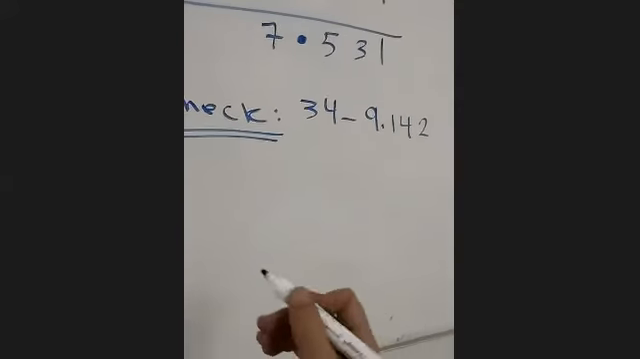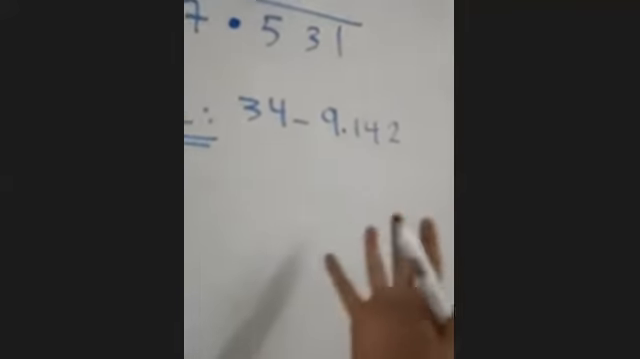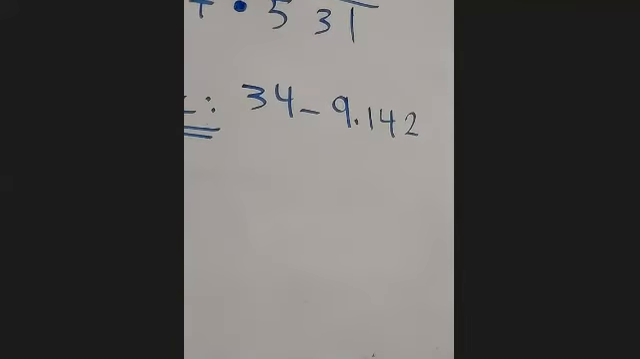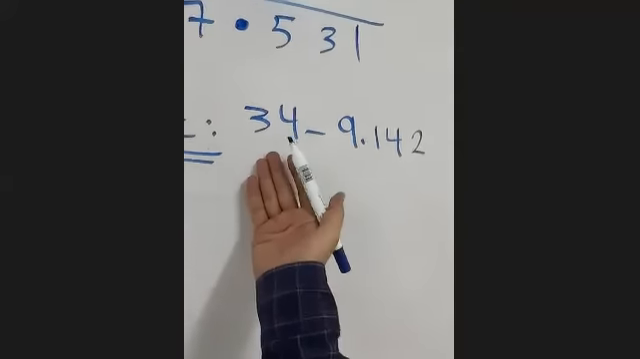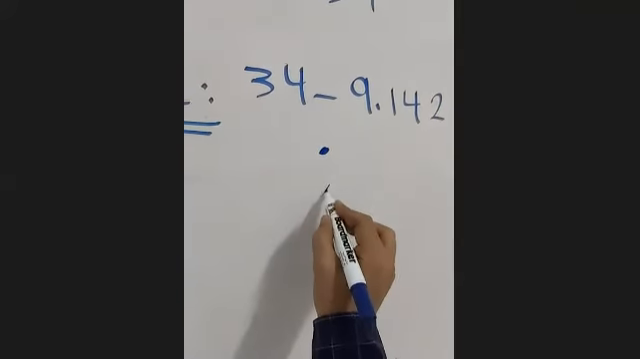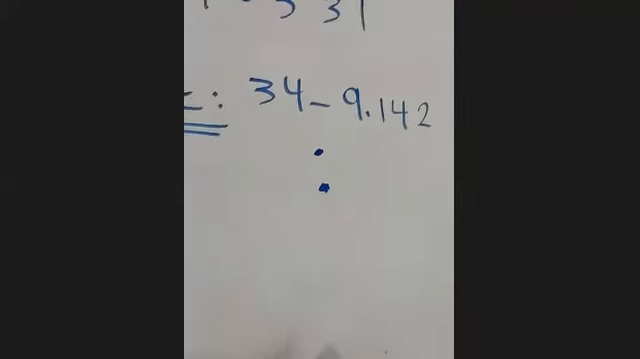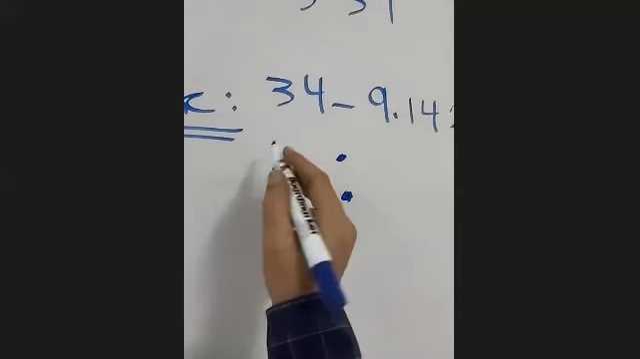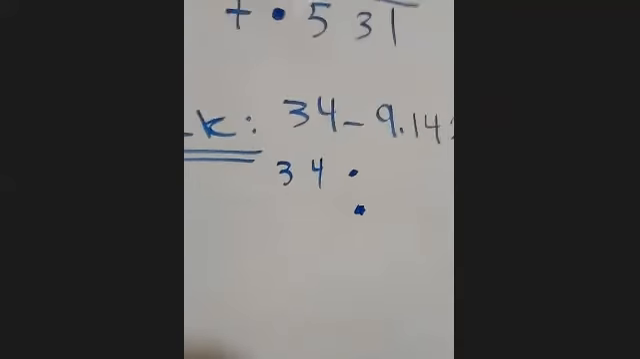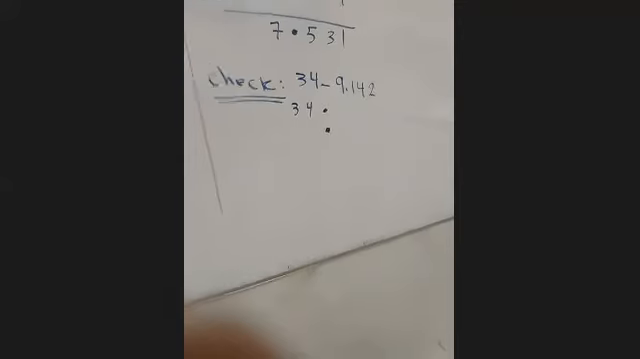Talk Tamim. Yes, Mr. The first step, put the decimal. This number has no decimal. Put the decimal. You add decimal. Then align. Here, 34. Guys, wait.